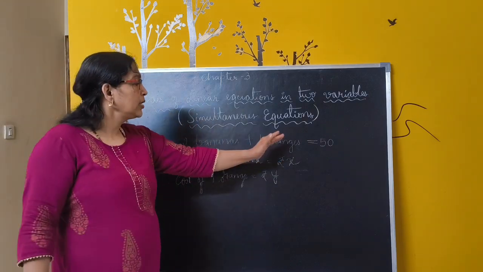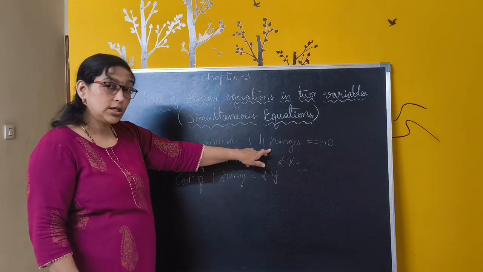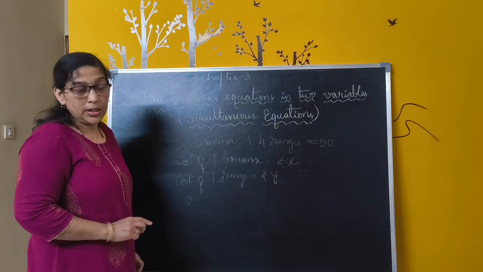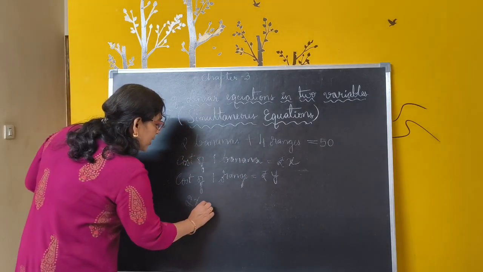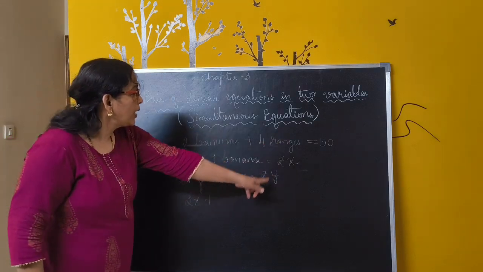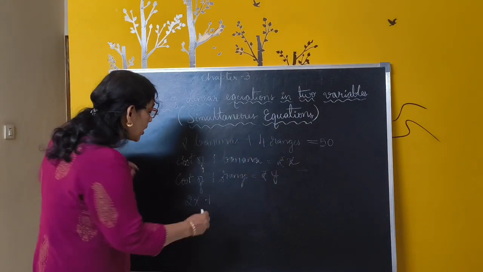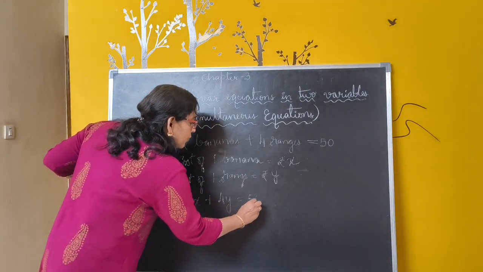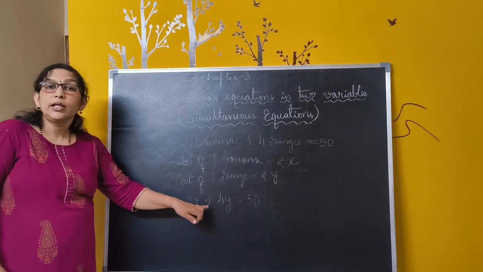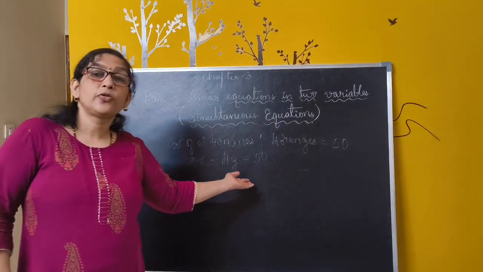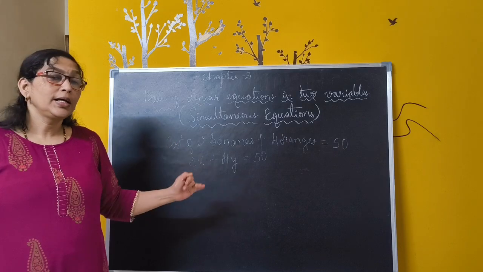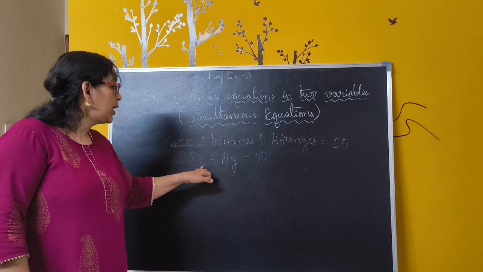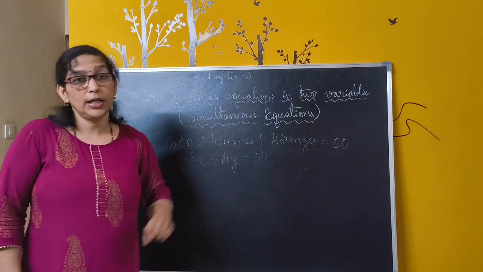Now how to find the cost? We are using this equation, that is 2 bananas. So for 1 banana how much? It is X rupee. So 2x, 2 into x is 2x plus for 1 orange rupees Y. So for 4 oranges how much it is? 4 into y, that is 4y is equal to how much? 50. Okay, this is the equation we got. So 2x plus 4y is equal to 50 is a linear equation in two variables. Okay, here x and y are the variables.